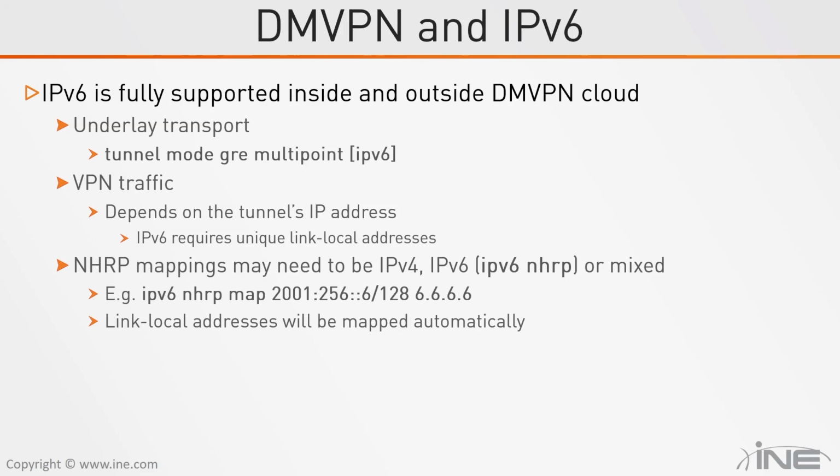So NHRP mappings that you will build for version 6 of IP are going to be for unicast addresses, like global and site local addresses. Link local addresses will be mapped for the NHRP communication. This is going to happen dynamically.